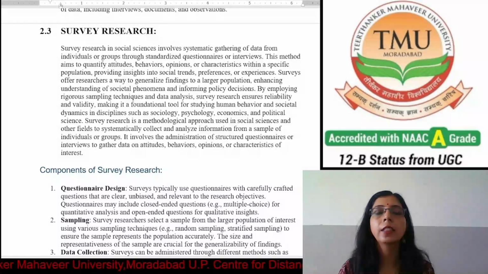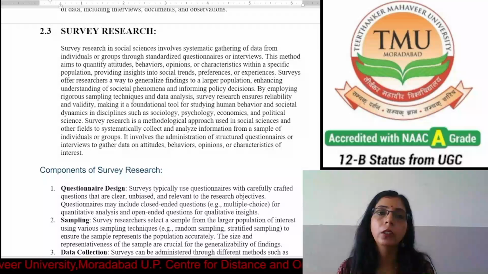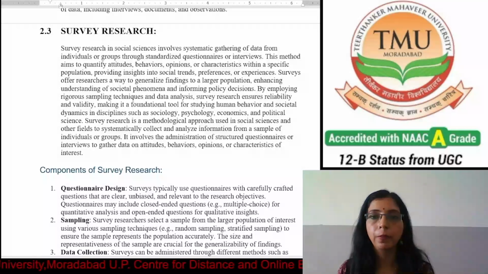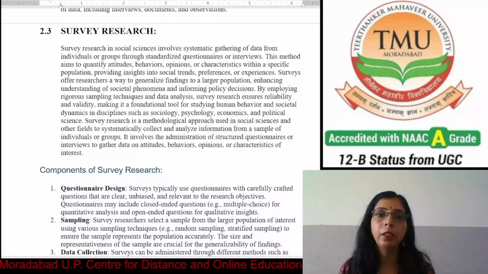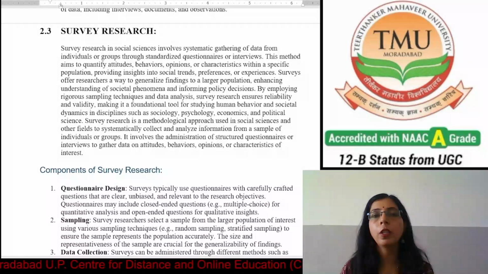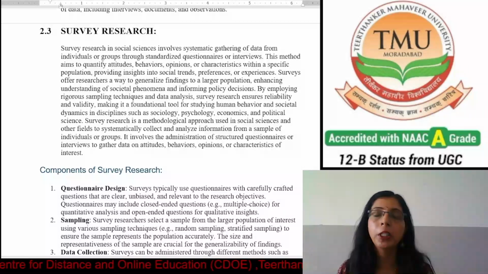Survey entails a systematic collection of information, that is data, regarding attitudes, beliefs, and behavior of the target population. There are three important concerns that have to be kept in mind while deciding to go for the survey method of research. First is purpose of inquiry. Why do you want to do this? What is your purpose?